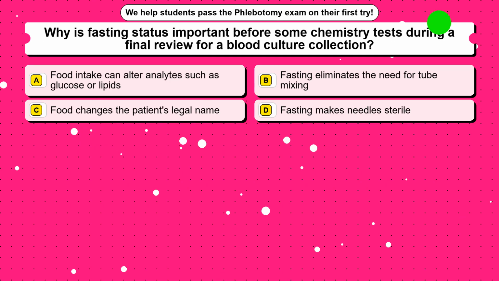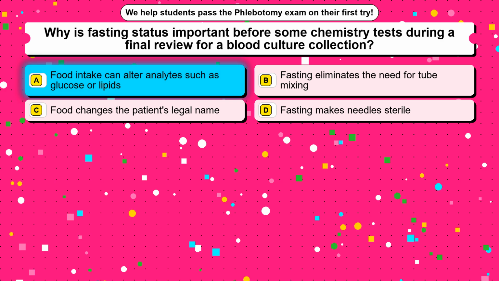Question 39. Why is fasting status important before some chemistry tests during a final review for a blood culture collection? Option A. Food intake can alter analytes such as glucose or lipids. Option B. Fasting eliminates the need for tube mixing. Option C. Food changes the patient's legal name. Option D. Fasting makes needles sterile.